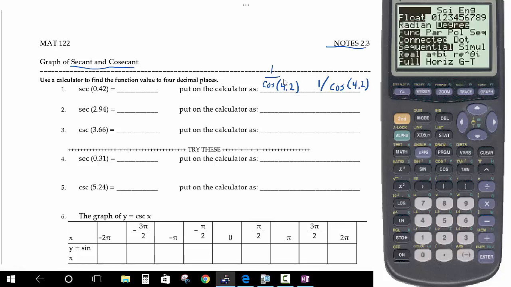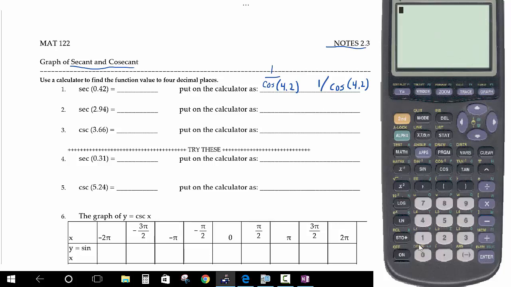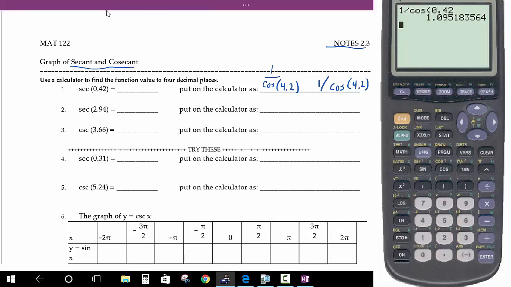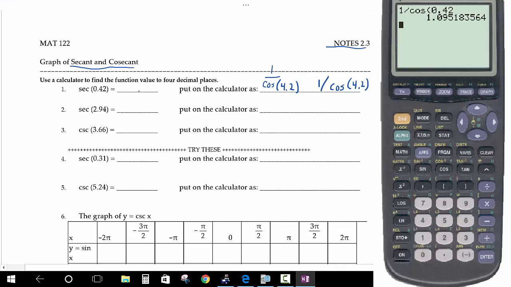Now this is in radians. So the first thing you want to do is make sure that you're in radian mode. If you aren't, put yourself in radian mode. Highlight radians, press enter. Now just go like this on your calculator. Go 1 divided by cosine of 0.42. If we do that and round that off to 4 decimals, we will end up getting, for an answer, 1.0952.